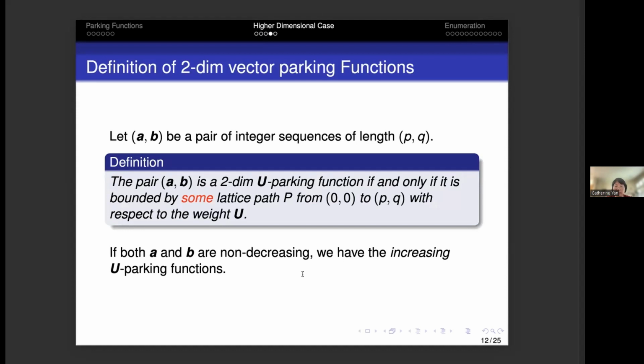And here comes the definition. We say the pair of integer sequences, A and B, is a two-dimensional U-parking function, where U refers to the weight, if and only if this pair is bounded by some lattice path from 0 to (P,Q) with respect to the weight U. In the special case that the terms of A and B are already in non-decreasing order, we call such a pair an increasing U-parking function.